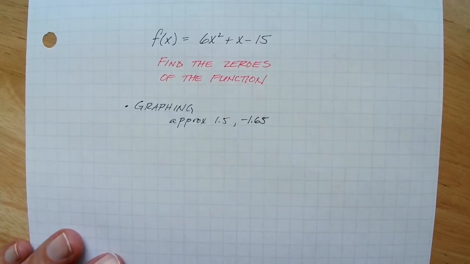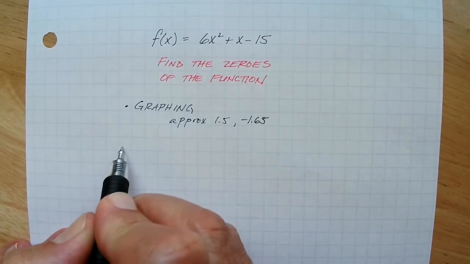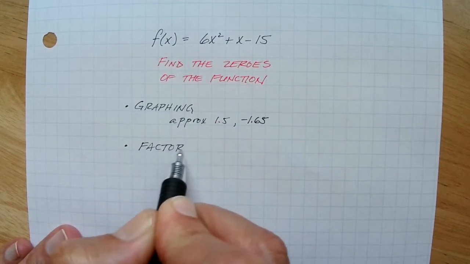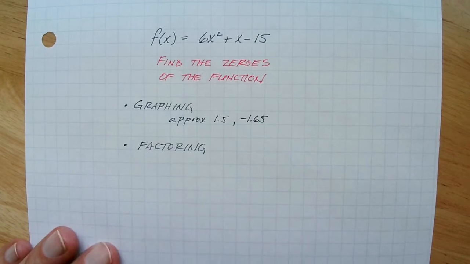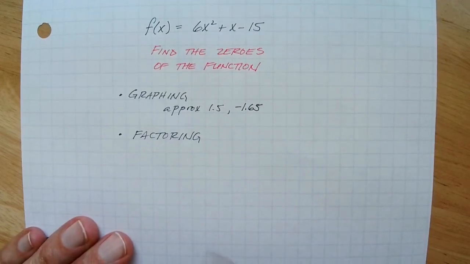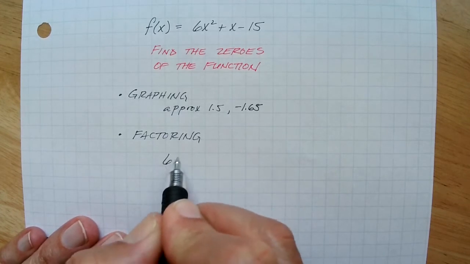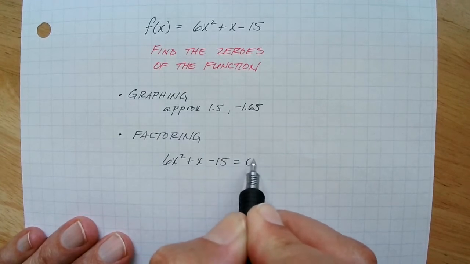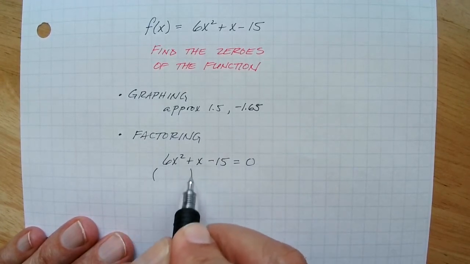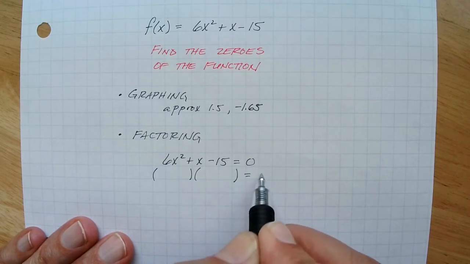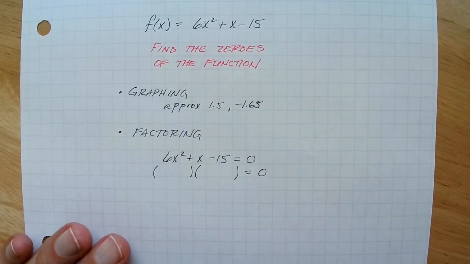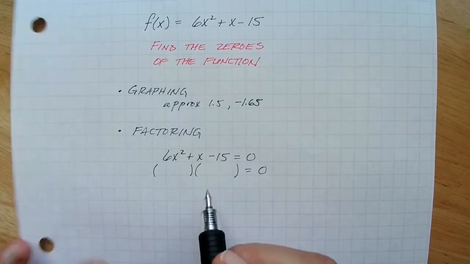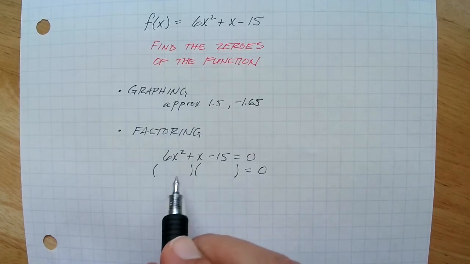Let's look at 2 others that we often use. One is the factoring technique. And so what would that involve? Well, you'd set the equation equal to 0. So 6x squared plus x minus 15 equals 0. And then you try to break this down into 2 factors. Now, many of you have learned different ways to factor things. I'll show you the method that I like to use and what I was taught.